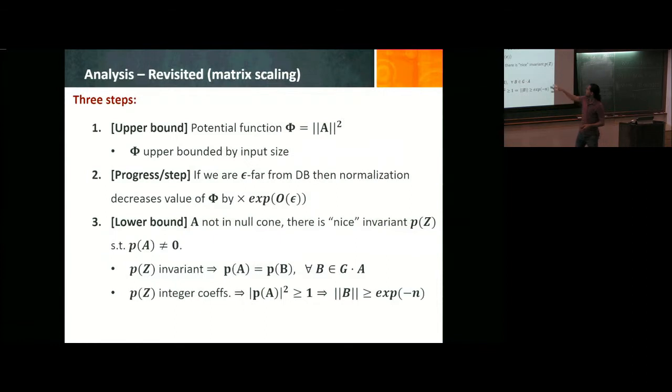What is nice is that, let's say the polynomial has integer coefficients. Then, since my matrix was an integer matrix, P(A) being different from 0 means that its absolute value is at least 1. This means that for any scaling B of A, the norm of P(B) squared is also greater than or equal to 1, which means that the norm of B is bounded below by 1 over exponential. Okay? So far, so good?